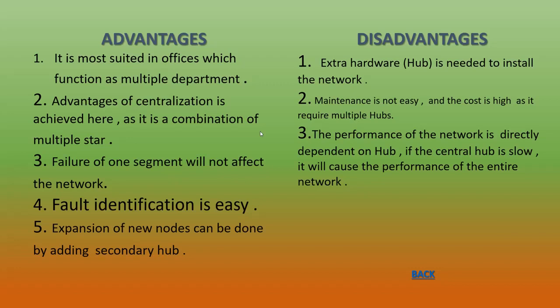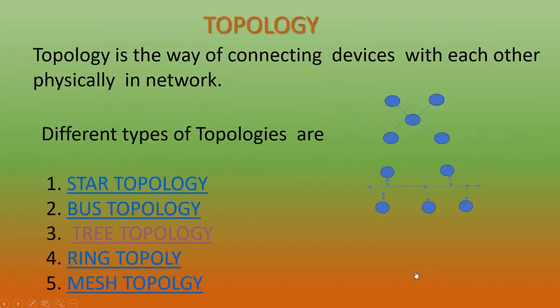The performance of the network depends directly upon the hub. If the hub is slow, the entire performance of the network is also slow. This I told you in the star topology also. So these are the main advantages and disadvantages of tree topology. You have to study all the advantages and disadvantages of all these topologies.